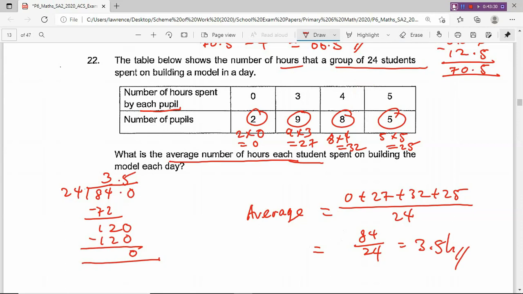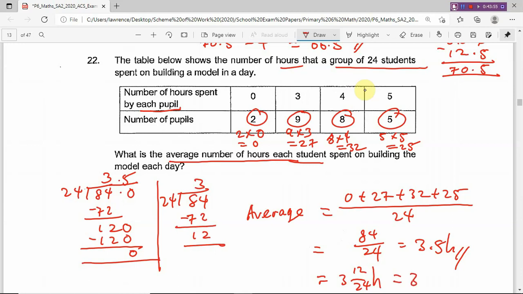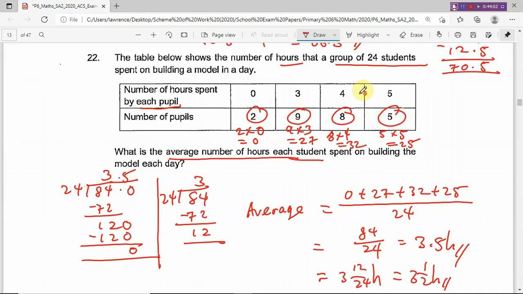There's also another quicker way. You may not want to get a decimal because the question never asks you to write in decimal. So you can do even faster: since the question never asks for a decimal, you can just stop at the fraction. You will get 3 and 12 over 24 hours. But just remember to change it to simplest form. So this will be faster, you save time and you don't need to write in decimal. Let's quickly go to the next one.